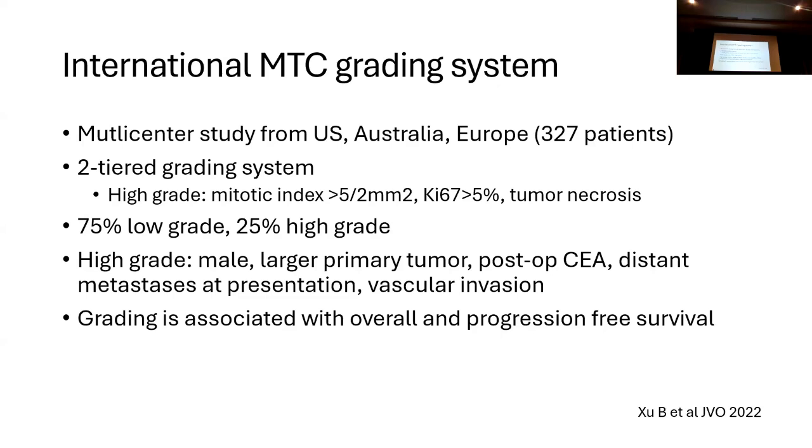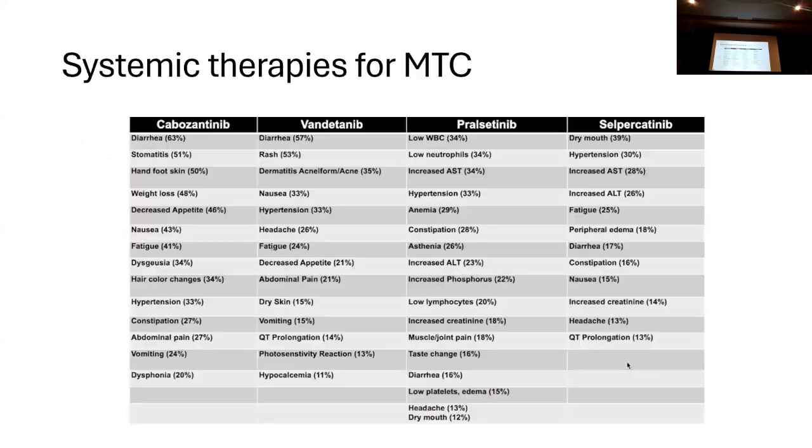High grade tumors were more enriched in the male population, when the primary tumor was of larger size, when the post-operative CEA, that second tumor marker, was higher, when the patient was diagnosed with distant metastasis right from the get-go, or where there was a lot of invasion in the vessels on the histopathology sample. And then they did survival analysis and found that a higher grade was associated with worse overall and progression-free survival.